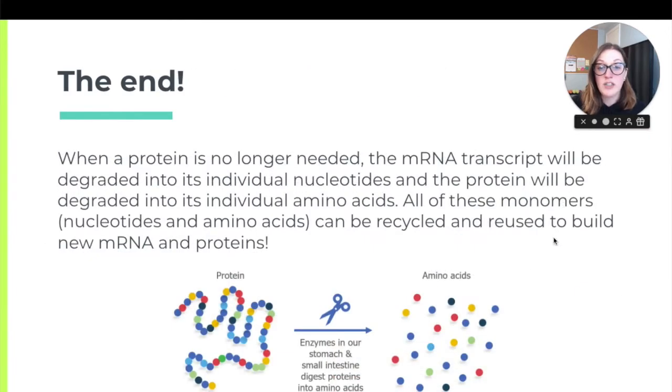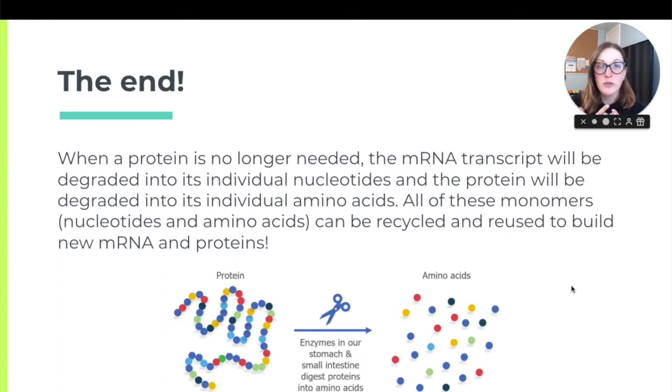When a protein is no longer needed, the mRNA transcript will be degraded or broken down into its individual nucleotides, and the protein will be degraded into its individual amino acids. And what's super cool about this process is that all of those nucleotides and all of those amino acids floating around can then be used to build all new mRNA sequences or all new amino acid sequences all over again. So everything is recycled and reused in your cells.